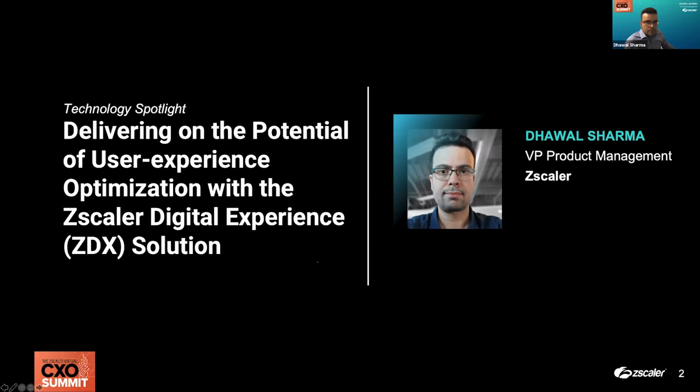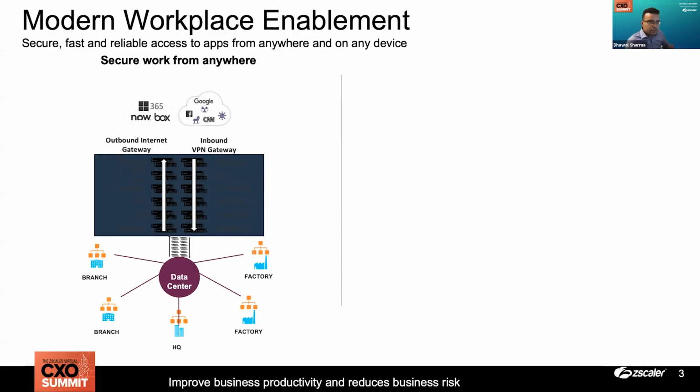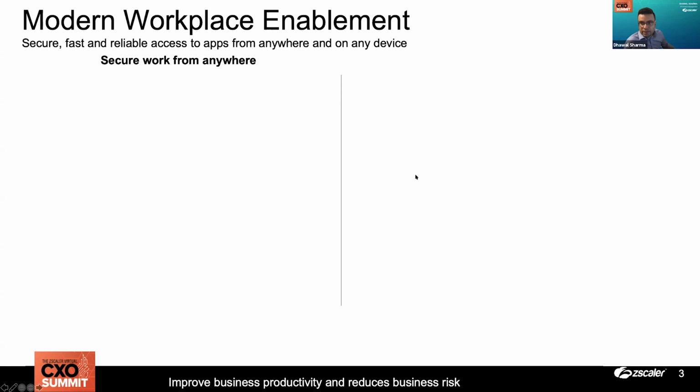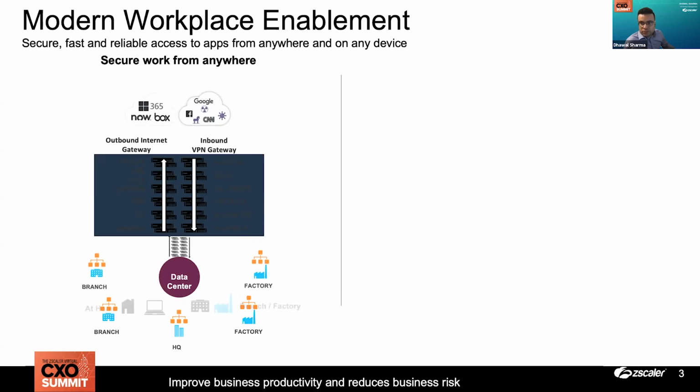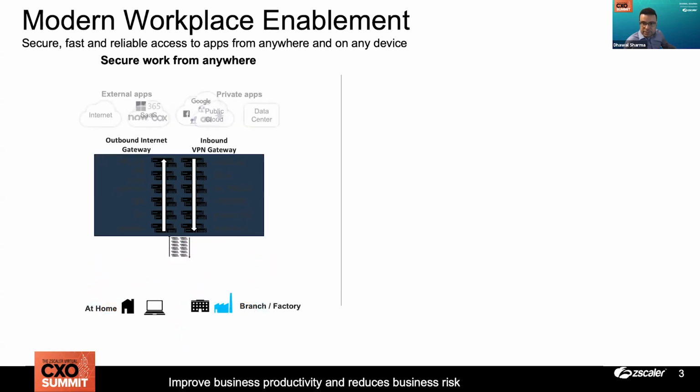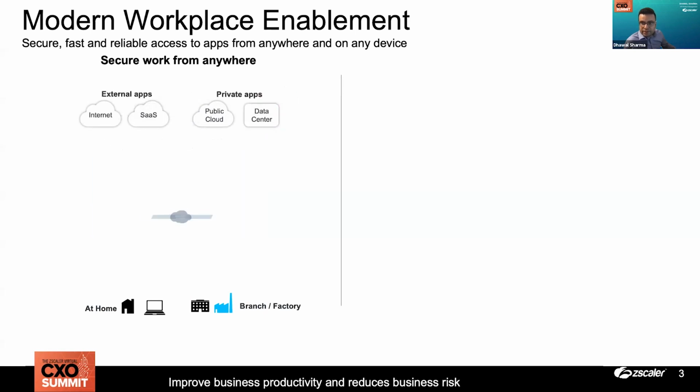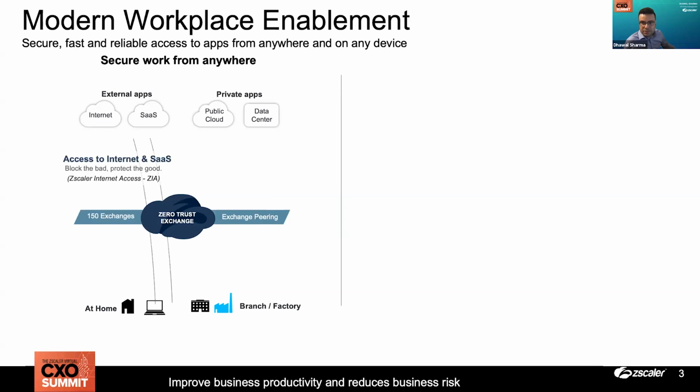So when you think about digital experience, and as you know Zscaler, one of the key things we have built in Zscaler is a solution area called modern workplace enablement, which essentially means aligned with the broader work from anywhere philosophy. The key goal here is to improve productivity and reduce business risk. So your employees are secure through Zscaler Zero Trust Exchange. ZIA makes sure internet traffic is protected, and ZPA ensures employees connect to private applications securely.